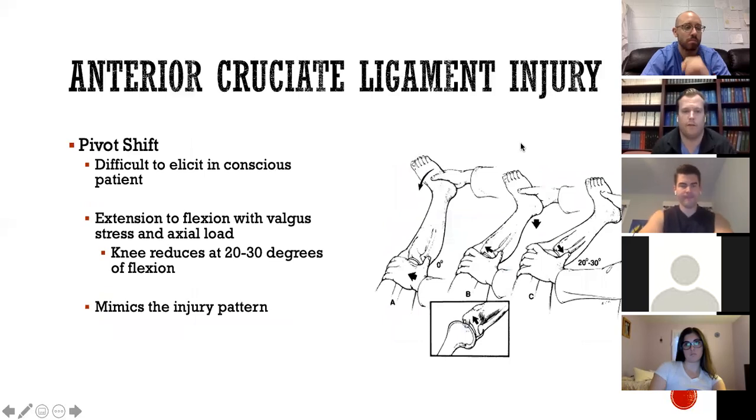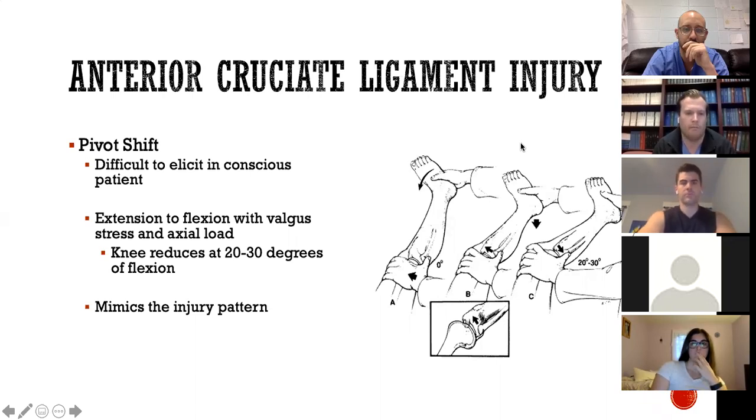The second test for the ACL is the pivot shift test. This is really difficult to elicit on a patient who's awake. It does generally cause some pain, and typically the patient is guarding if it's an acute injury, so you're not able to really elicit the shift that you'll feel.